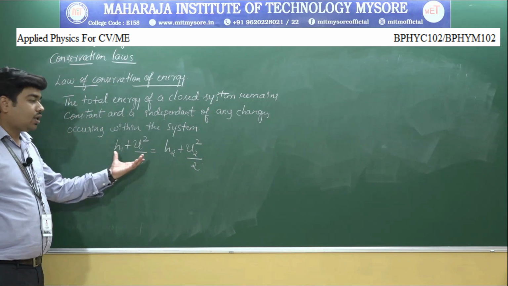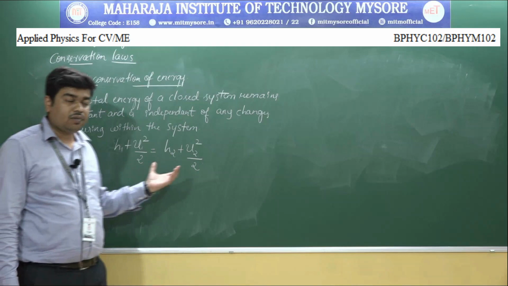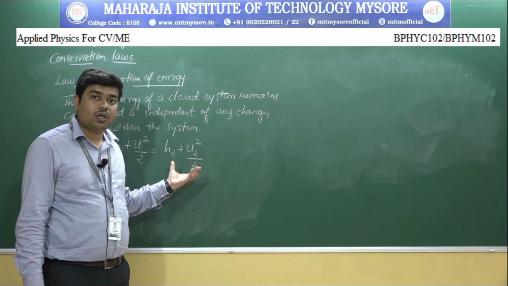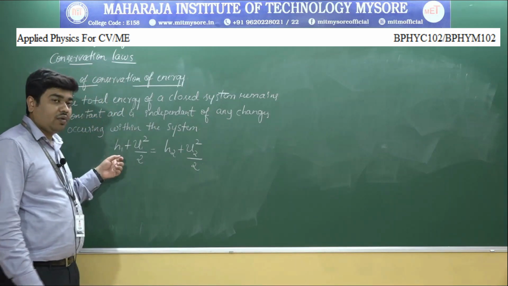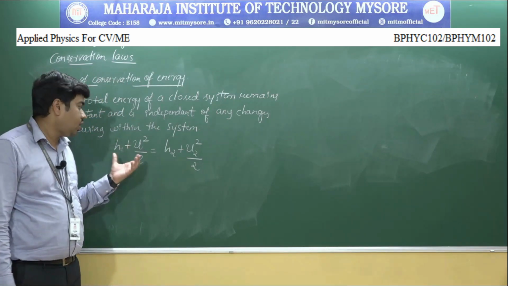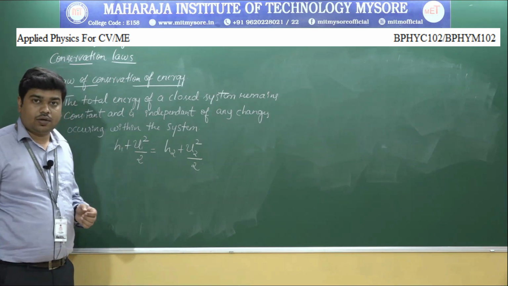Again, the parameters on the left hand side of the equation are on the pre-shock side, and parameters on the right hand side of the equation are on the post-shock side of a shock wave. H1 and H2 are the enthalpy, and U1 as well as U2 is the flow velocity.